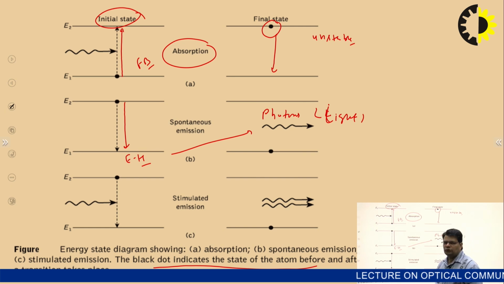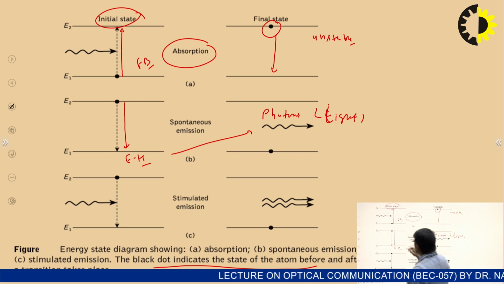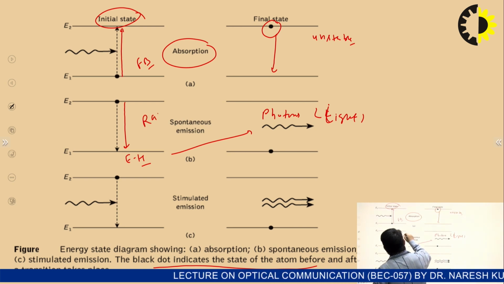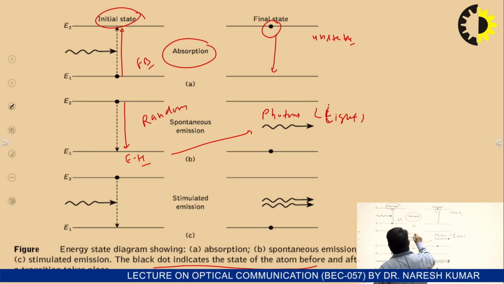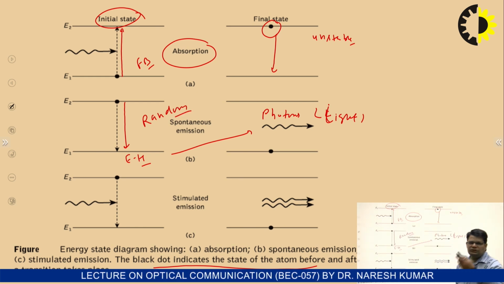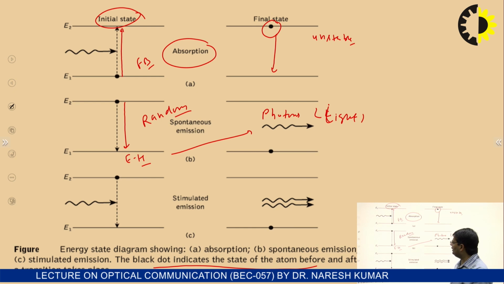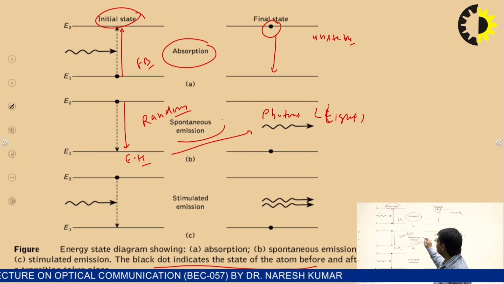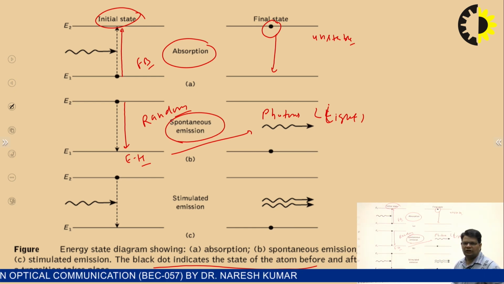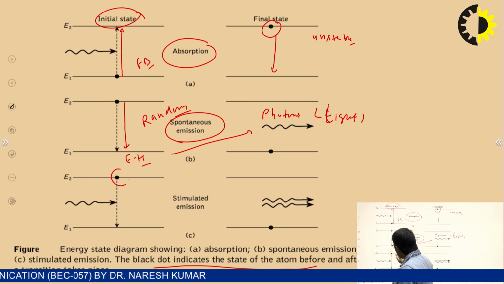Okay, so this electron can come down from the higher state to the lower state in two ways. First is purely in a random manner, and if it comes down randomly at any time, this is known as spontaneous emission. Another way is to bring this electron back down to the lower state from the higher state.